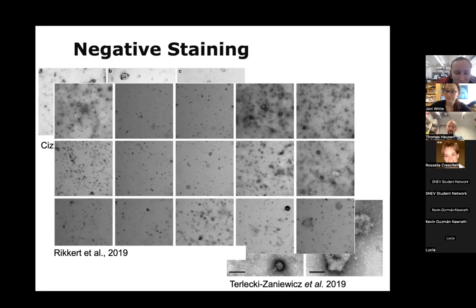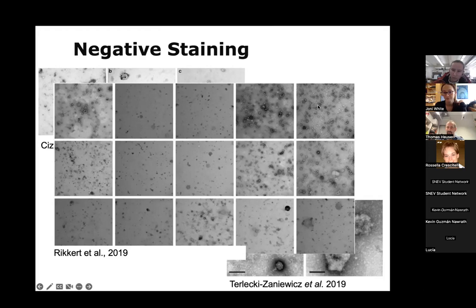Yeah, for me, I do not want to discredit the method. I just find it very difficult to interpret. If I look at a cryo-EM image and I can see a clear double membrane, I have no problem telling my collaborator, I am convinced this is an EV that we're looking at here. And in negative stain images, I just don't have this confidence.